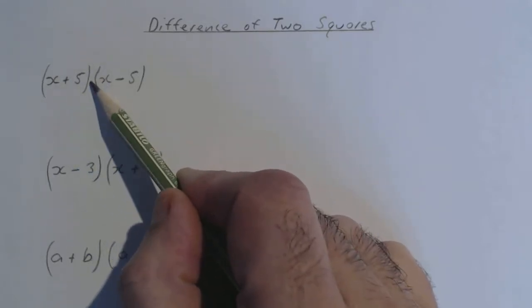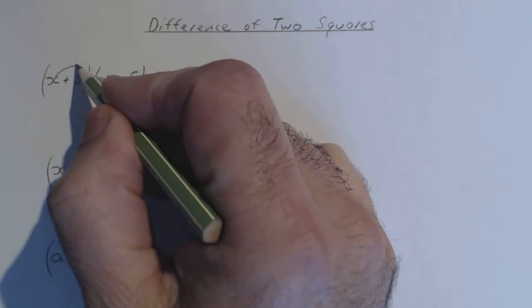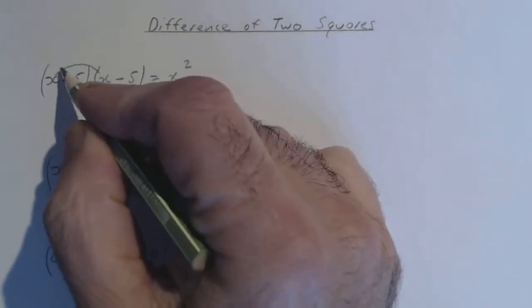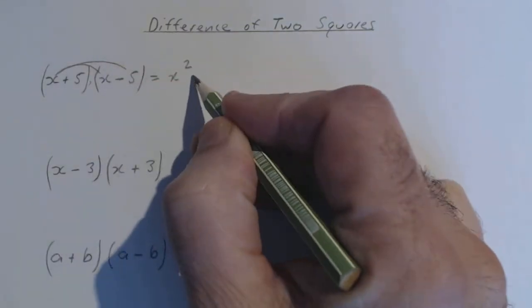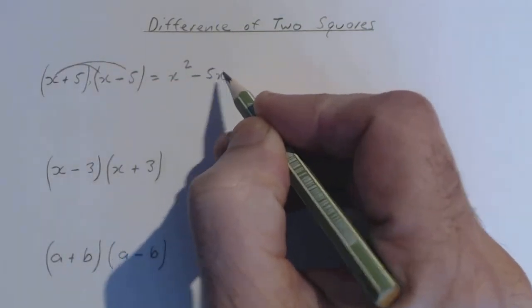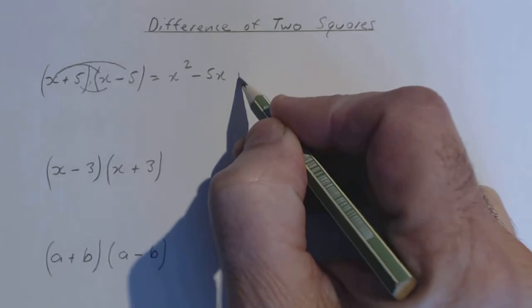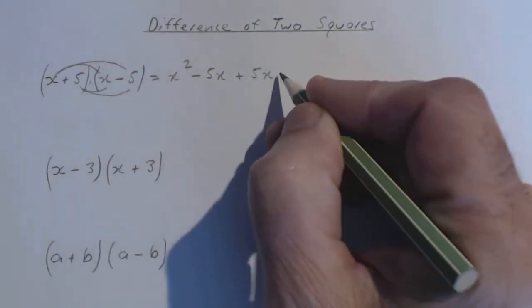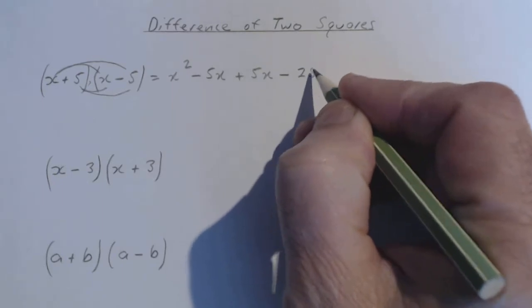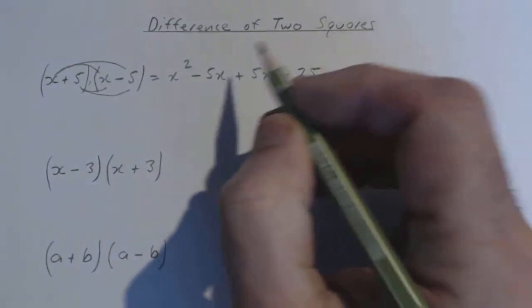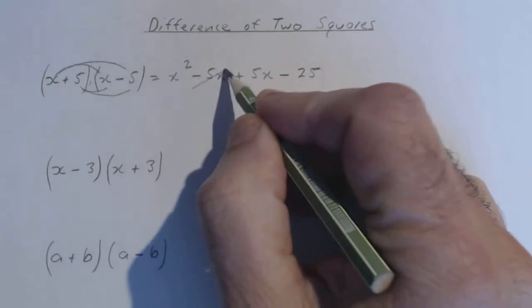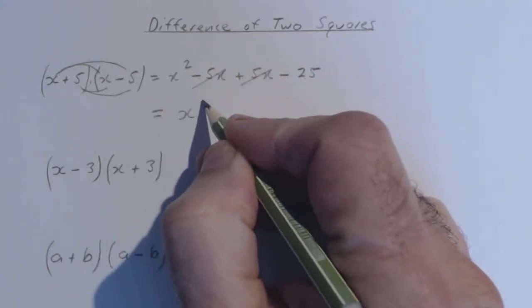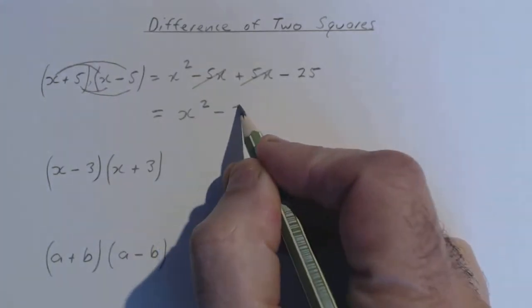5 times x minus 5, where we go x times x is x squared. X times minus 5 gives minus 5x. 5 times x gives plus 5x. And plus 5 times minus 5 gives minus 25. Now we collect the like terms of minus 5x plus 5x. They will cancel out and we get a result of x squared minus 25.